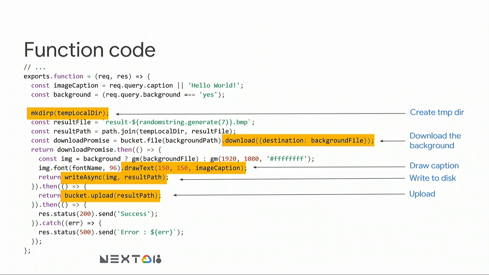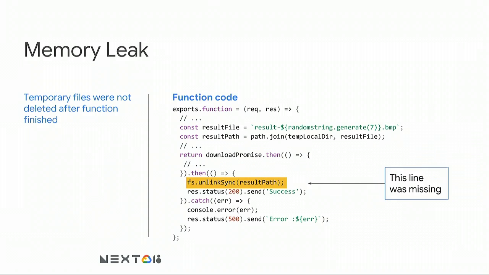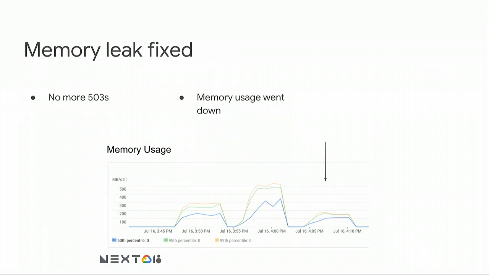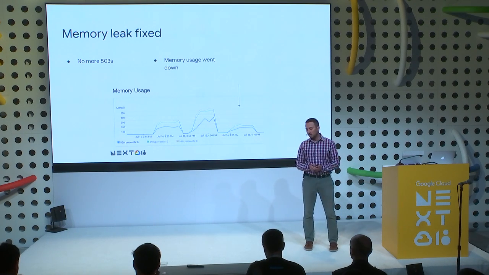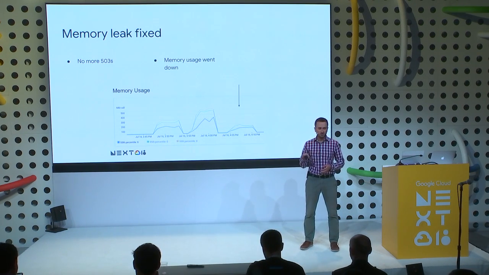So this works as I described in the first part: whenever you write something to your local storage, it's consuming your memory. So it's very easy to fix. We actually just need to delete the file before we finish the function, and that's the fix that we applied. And with this memory leak fixed, we immediately see that firstly, we don't have any 500s, no errors. And also the memory usage went down even below this 256 limit that we applied before.